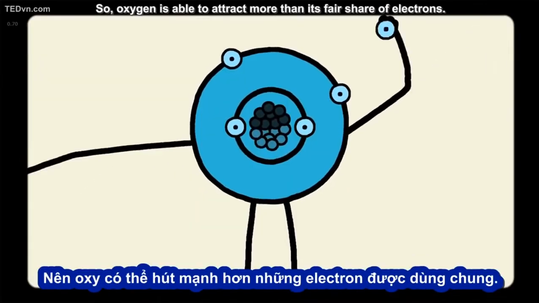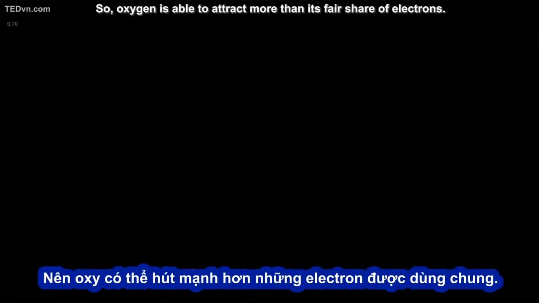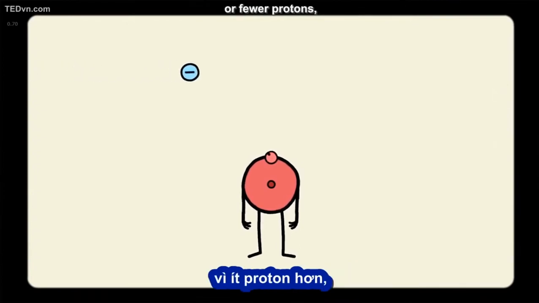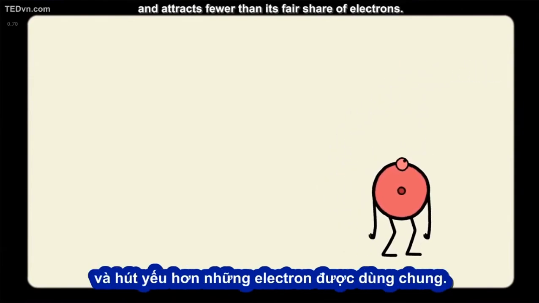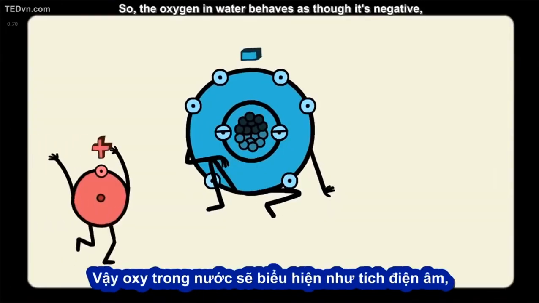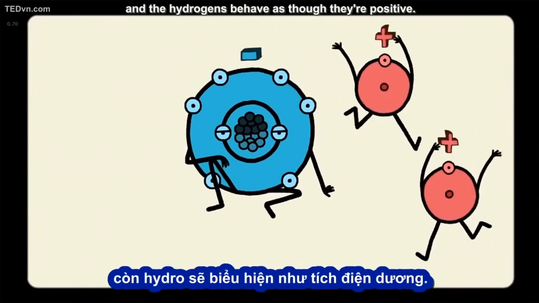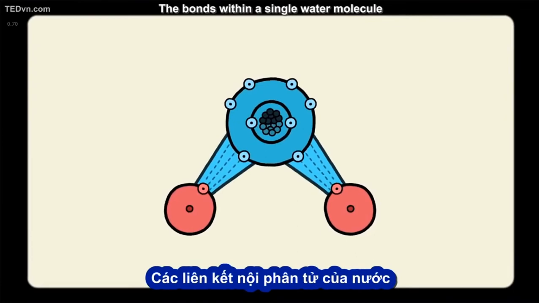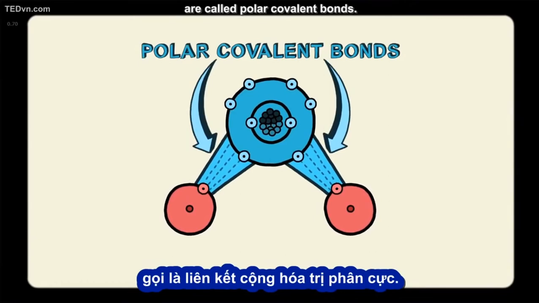So, oxygen is able to attract more than its fair share of electrons. Because hydrogen is smaller and has less strength, or fewer protons, it loses the tug of war and attracts less than its fair share of electrons. So the oxygen in water behaves as though it's negative, and the hydrogens behave as though they're positive. The bonds within a single water molecule are called polar covalent bonds.